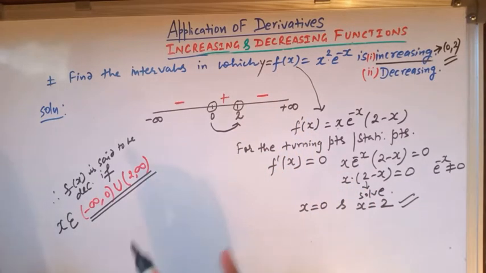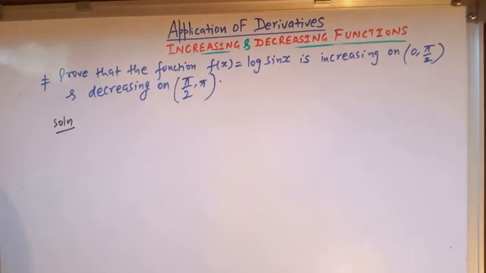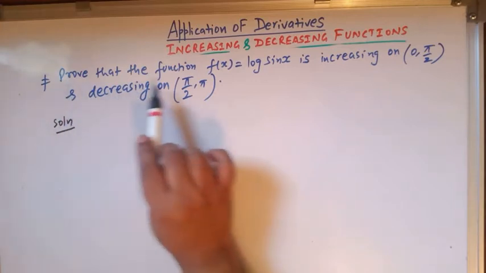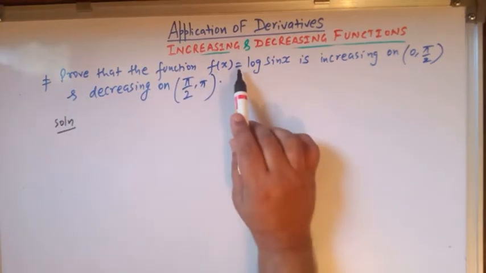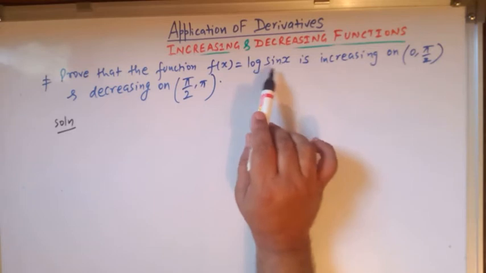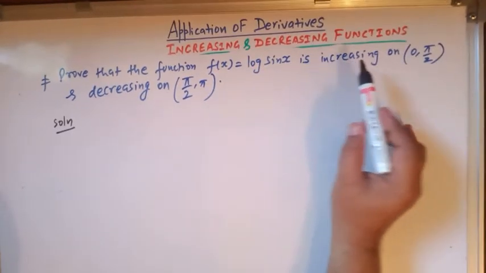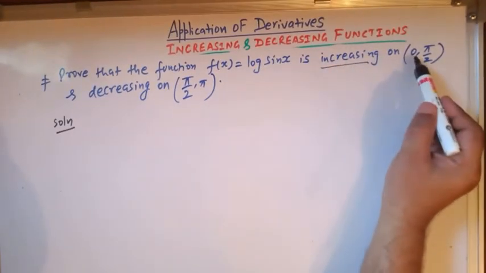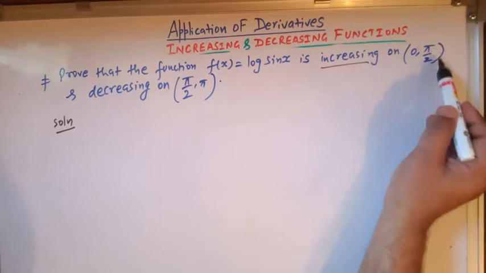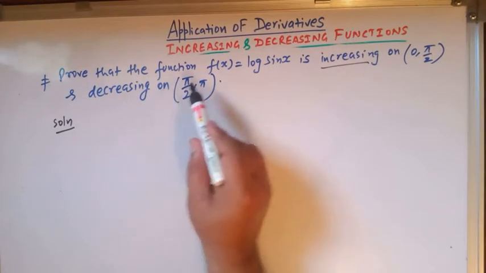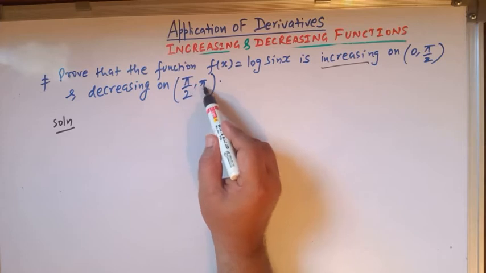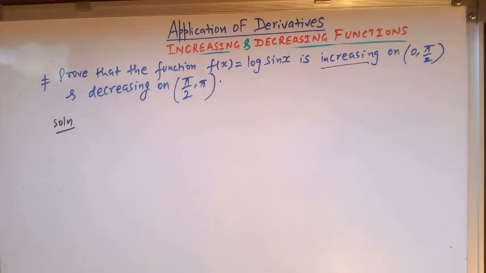Clear? So viewers, let us take one more problem. Now viewers, we have this problem. Prove that the function f(x) is equal to log of sin x is increasing on the interval 0 to pi by 2 and decreasing on pi by 2 to pi. Clear? Now we have to solve this problem.